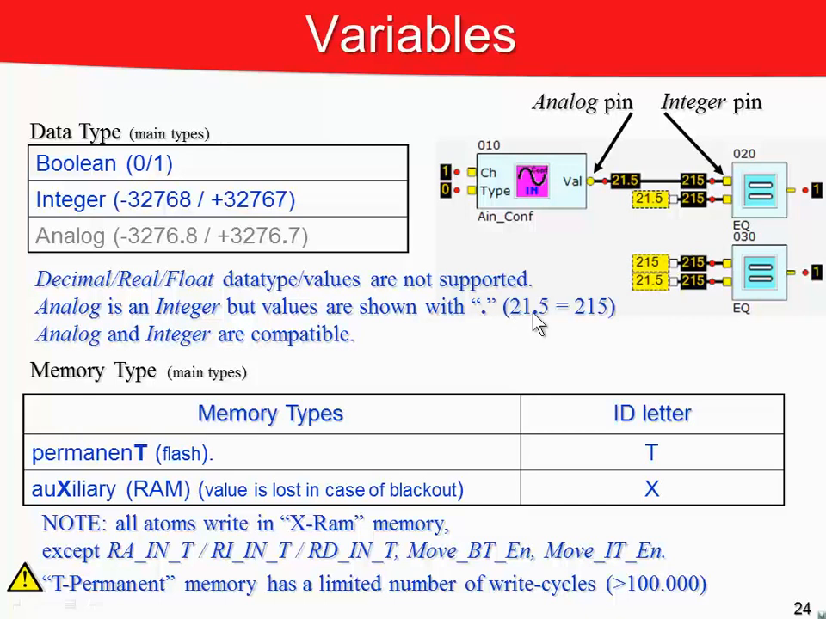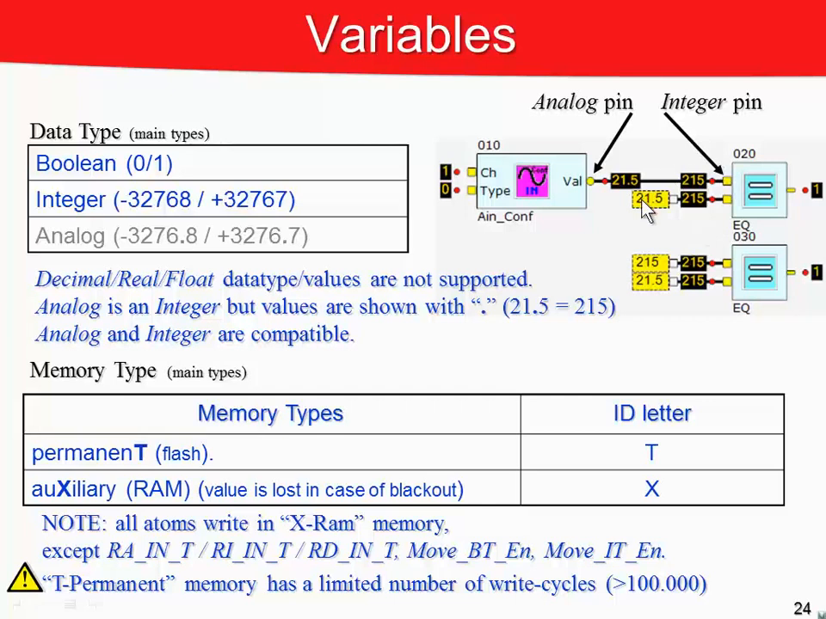So instead of seeing, for example, 215, the system will show 21.5. And this is good for the values that we need, that is the temperature, because it is expressed in tenths of degrees. There is a very important information: since the only difference is graphical, the dot before the last figure, the analog and the integer are compatible.